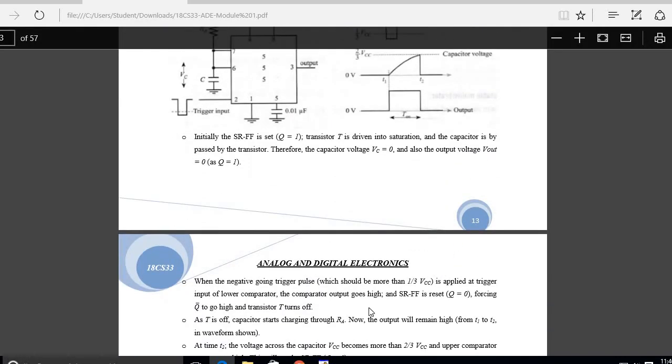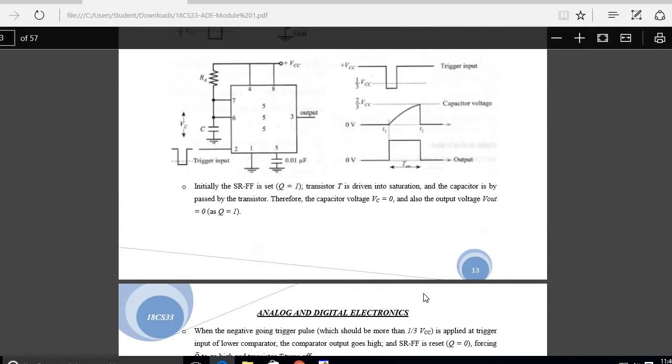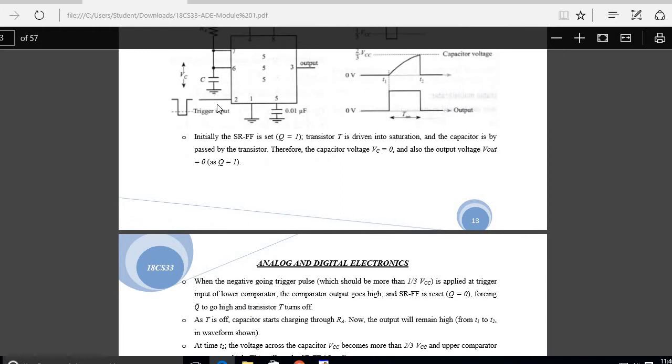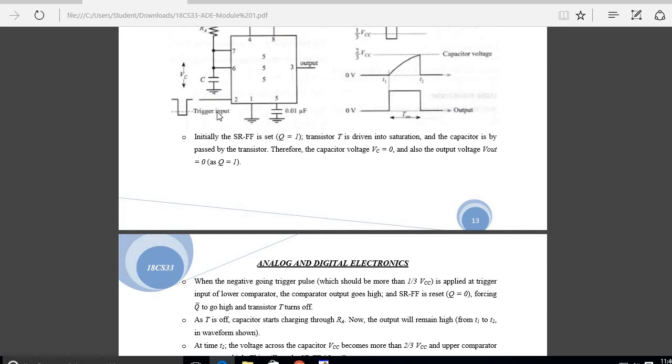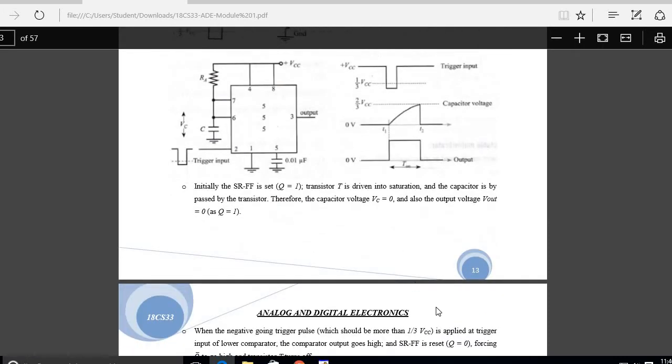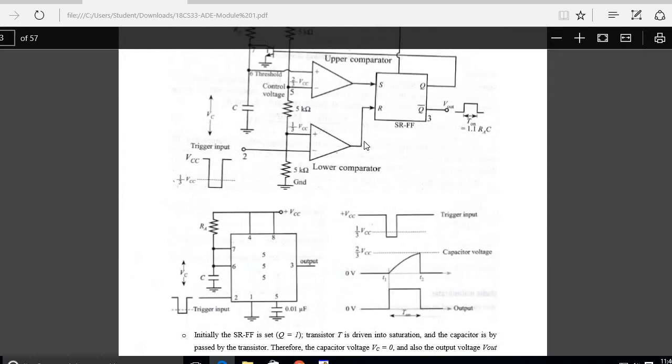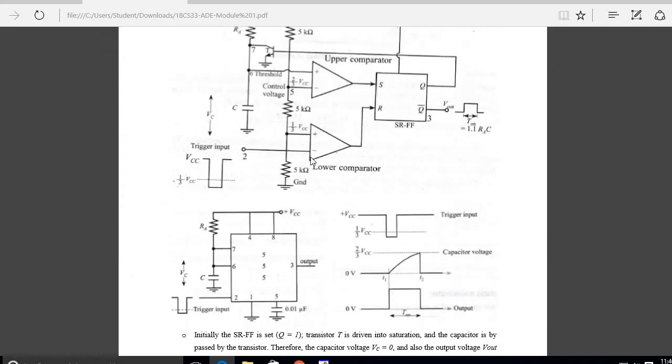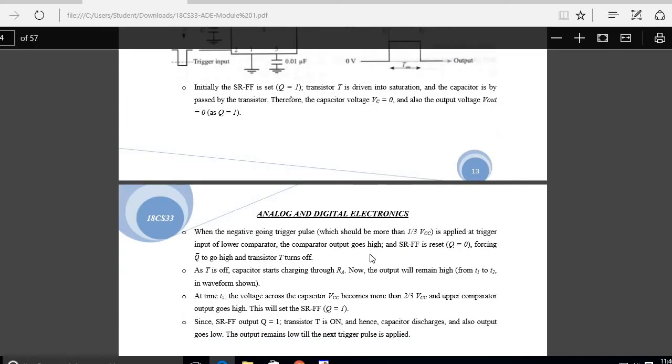Okay, so when the negative going trigger pulse, which should be more than 1/3 VCC, is applied to the second pin. Here there is no trigger input yet. I am applying the negative going trigger pulse. It should be more than 1/3 VCC, I am supplying more than 1/3 VCC to the trigger input of the lower comparator. Here this is the lower comparator. Okay, it is understood. So what will happen after applying this trigger pulse?